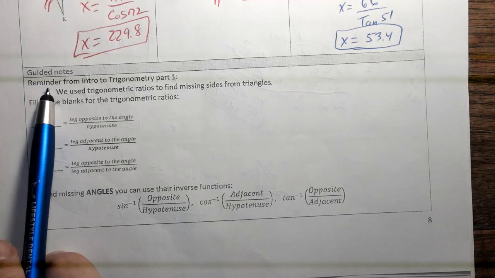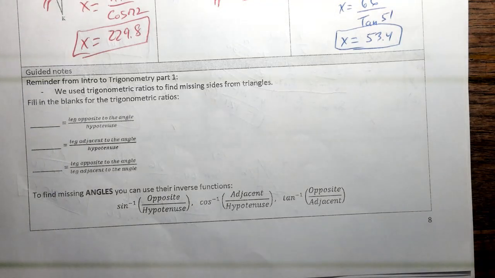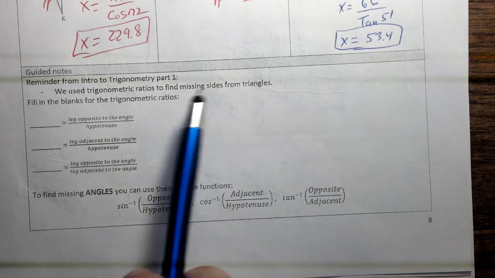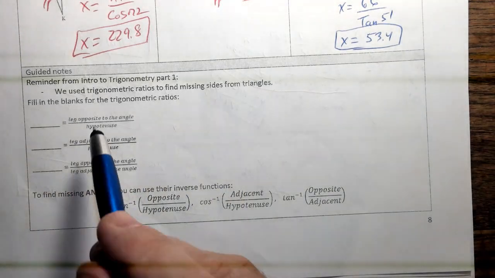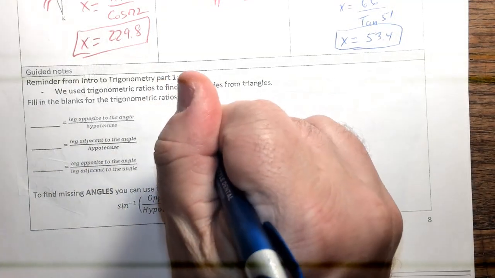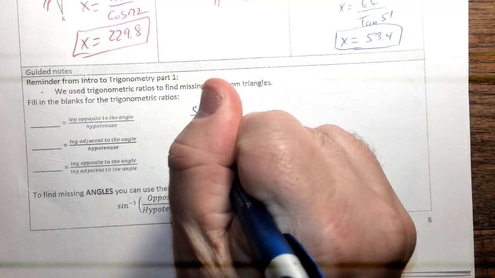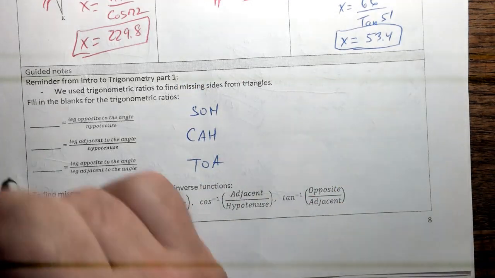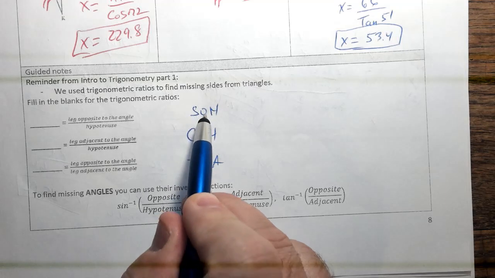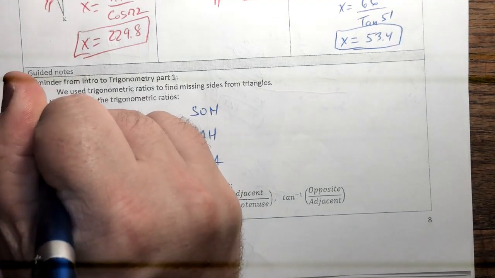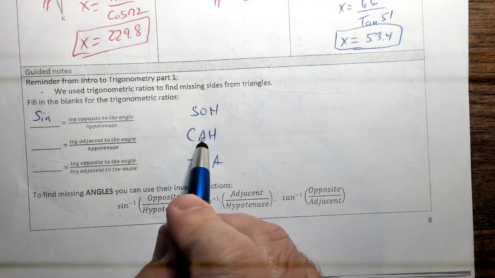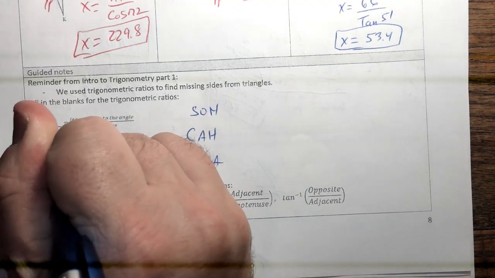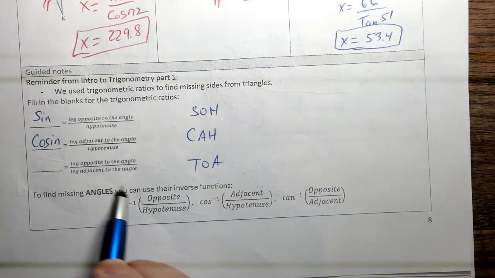All right, so the reminder from the previous lesson: we use trigonometric ratios to find missing sides from triangles. Fill in the blanks. So opposite over hypotenuse. Remember, it's SOHCAHTOA. So sine equals opposite over hypotenuse. Cosine equals adjacent over hypotenuse. And tangent equals opposite over adjacent.